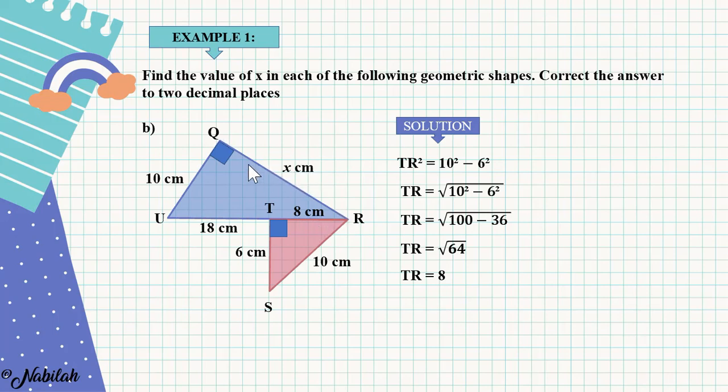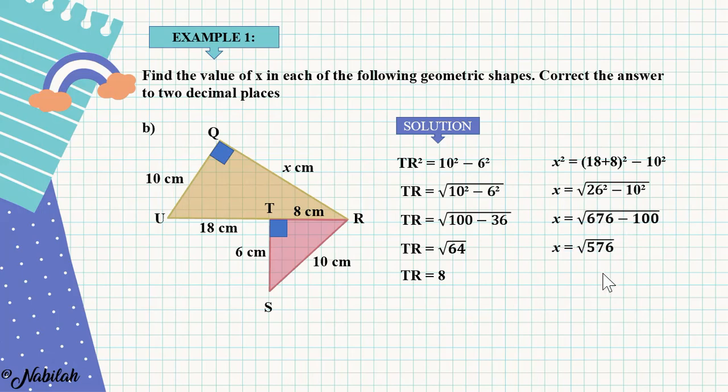Okay, so x is a side. So x equals, this hypotenuse is 18 plus 8, squared, and then you minus the other side, 10 squared. Then you calculate this, you will get x equals square root of 676 minus 100. So x equals square root 576. So x equals 24.